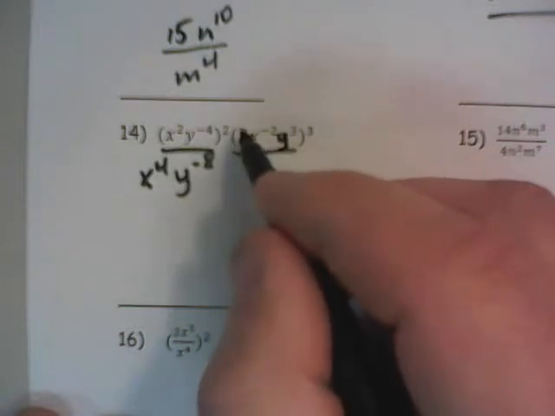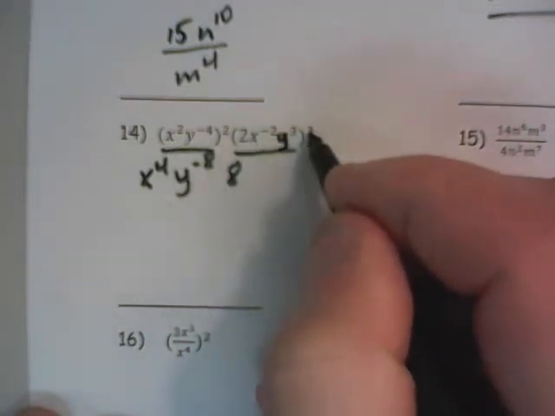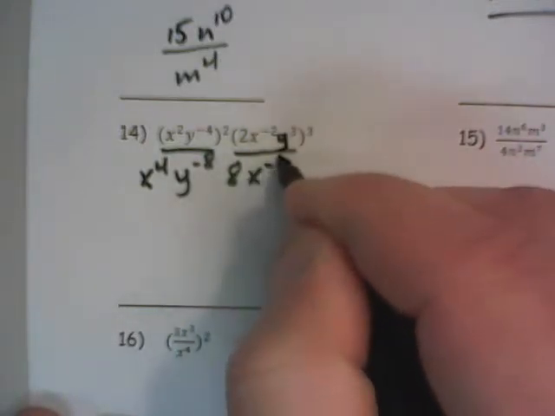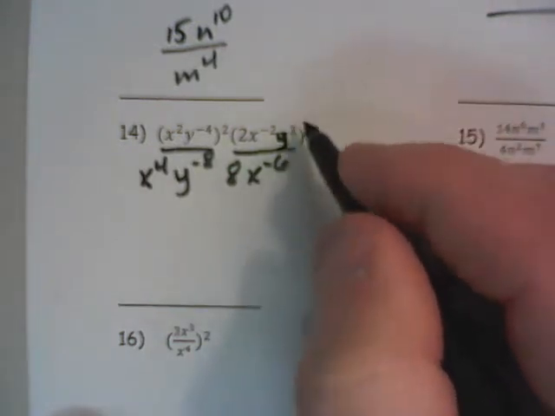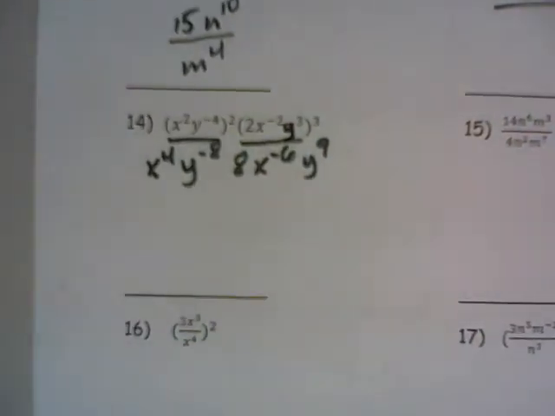2 to the 3rd power means 2 times 2 times 2, which is 8. x to the negative 2nd to the 3rd power. Again, I'm taking a power to a power, so I multiply. That's x to the negative 6th. And then y to the third. Again, when I multiply, I'm going to have y to the 9th.